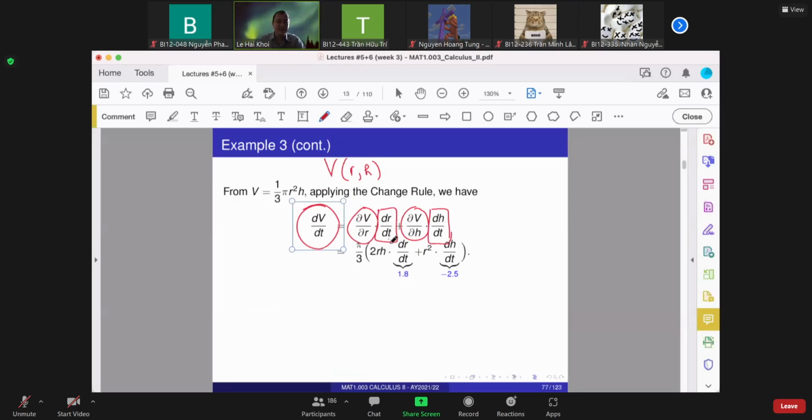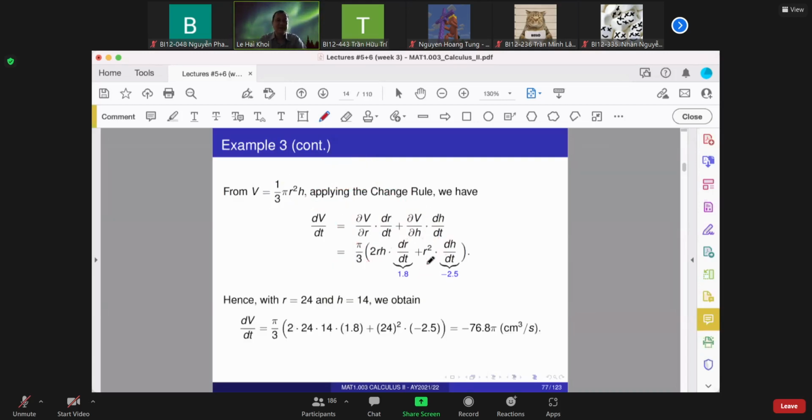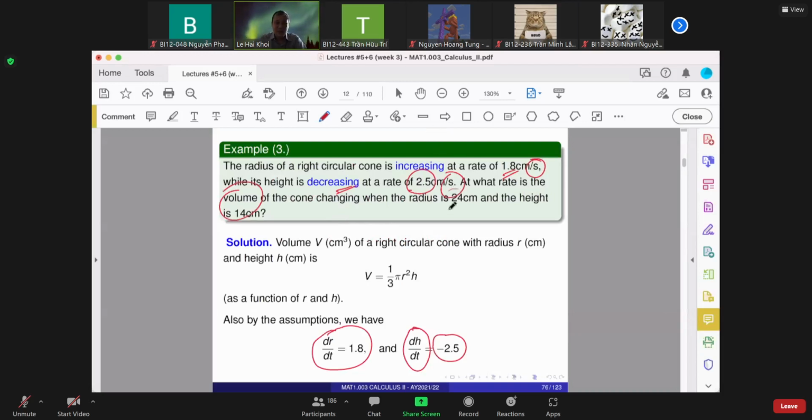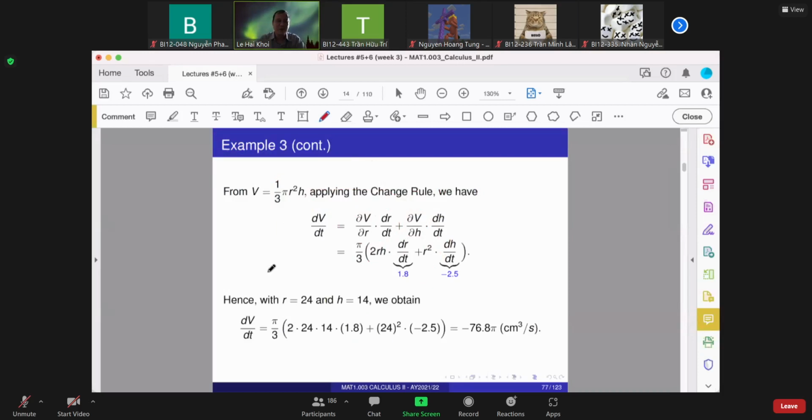This one is 1.8, this one is negative 2.5, and the partial derivative of V with respect to r and with respect to h, you get here. So substitute the results. You want to know at r equal to 24 and h equal to 14. You get that dV over dt is negative, which means that this volume is decreasing, right? That is negative 76.8 centimeter cubed per second.